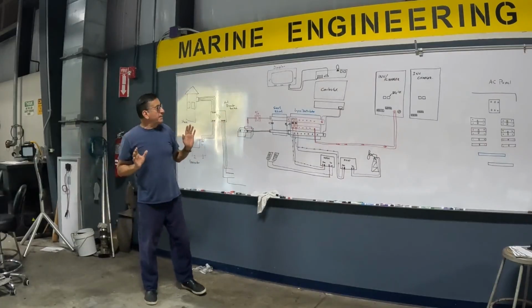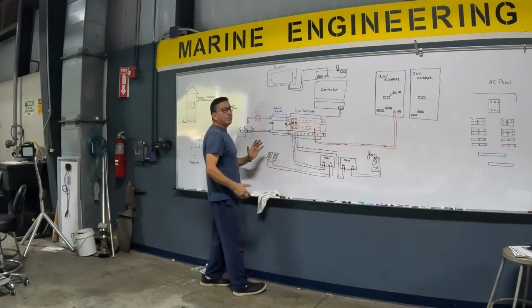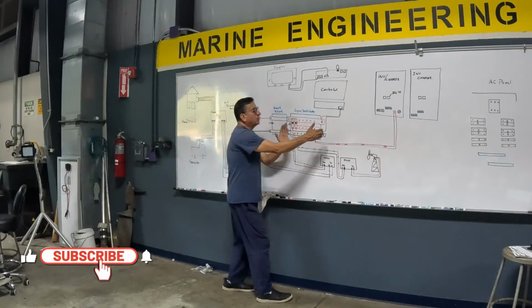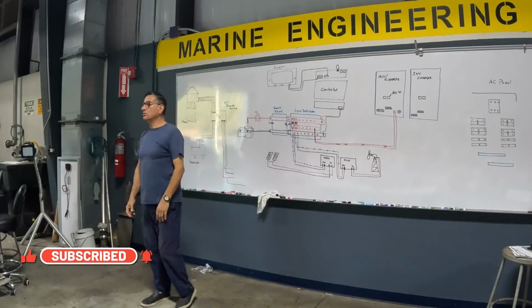In this particular example, I only have one link distributor and one smart shunt, but in big boats probably you have two or three of them, depending on the amount of equipment that you need to connect.